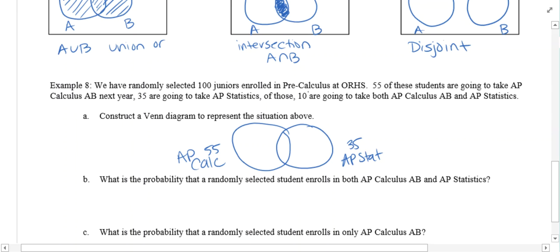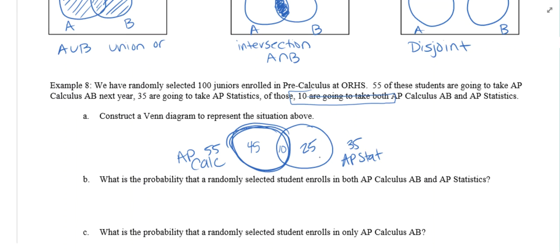All right, so 10 are taking both. So that's where that 10 comes from. This circle here is supposed to add up to 55. So if we already have 10 taking both, there would be 45 who are just taking calculus and not taking both. For statistics, then there's 25 who are just taking statistics and not taking both.